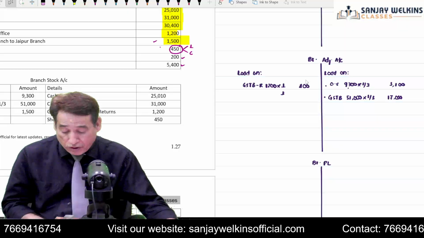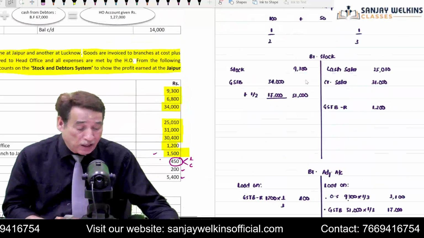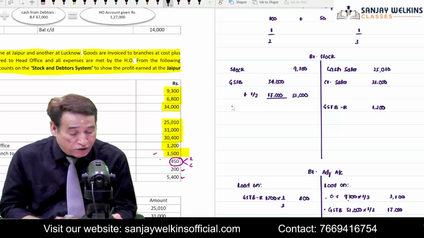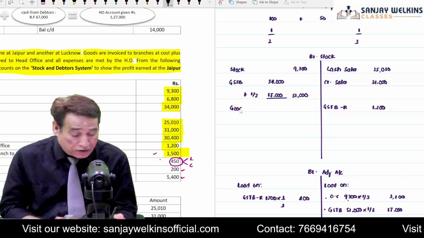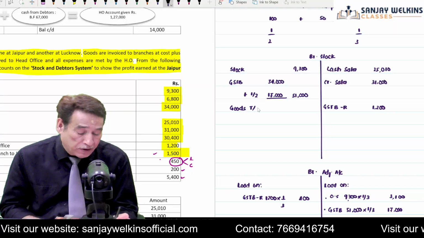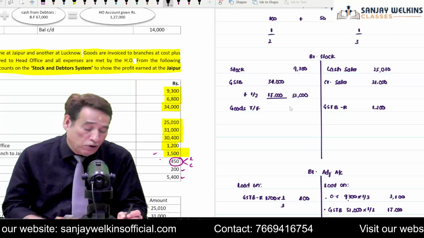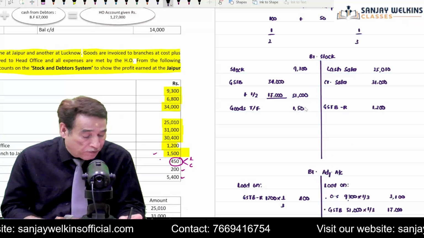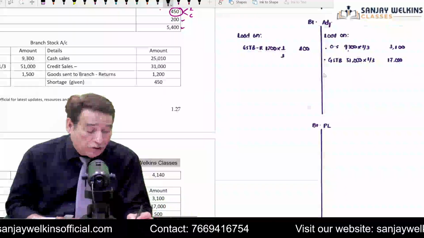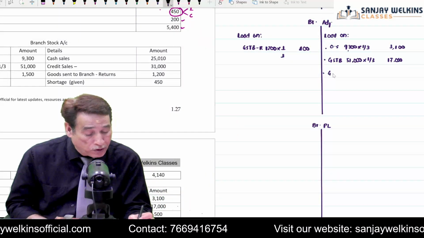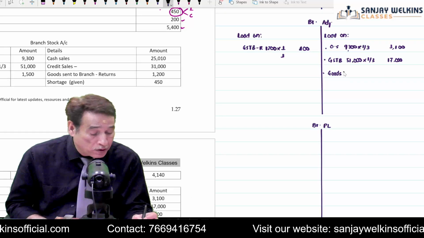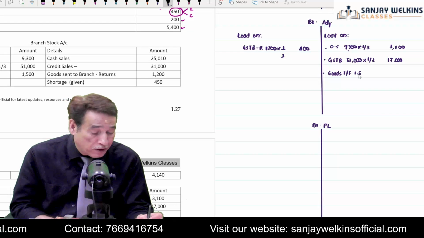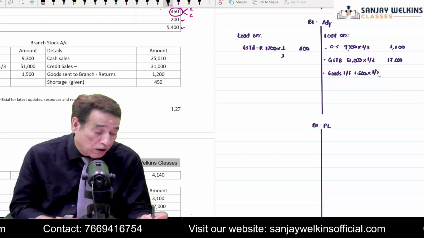Next item is goods transferred from Lucknow branch to Jaipur branch. And we are Jaipur branch. That means Lucknow branch has transferred goods to us. So that is why goods transferred this time will be put on the debit side, because we are receiving. Goods transferred from Lucknow branch, we will write on the debit side 1,500. And we will take the loading also. We will write here loading on goods transferred. Loading is always done on the opposite side. Goods transferred are 1,500. So 1/3 will be your loading, and the loading amount will be 500.